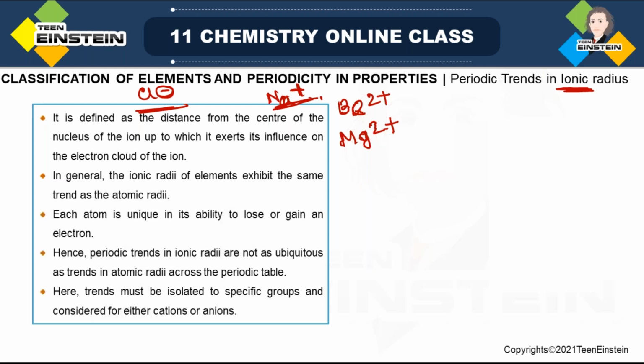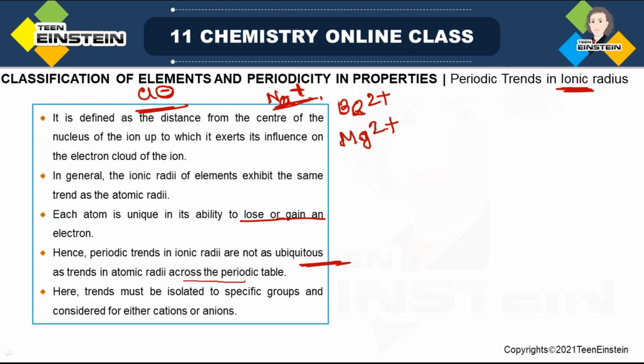Okay. So that is the reason, as each atom is unique in its ability to lose or gain electrons. It is not that any atom can gain any number of electrons or accept any number of electrons. No, it is not like that. It is their unique property. So that is why you cannot compare directly. So this is the reason periodic trends in ionic radii are not as ubiquitous, not so popular. Just in any group or any period, you cannot find that trend. It is possible only in some cases.